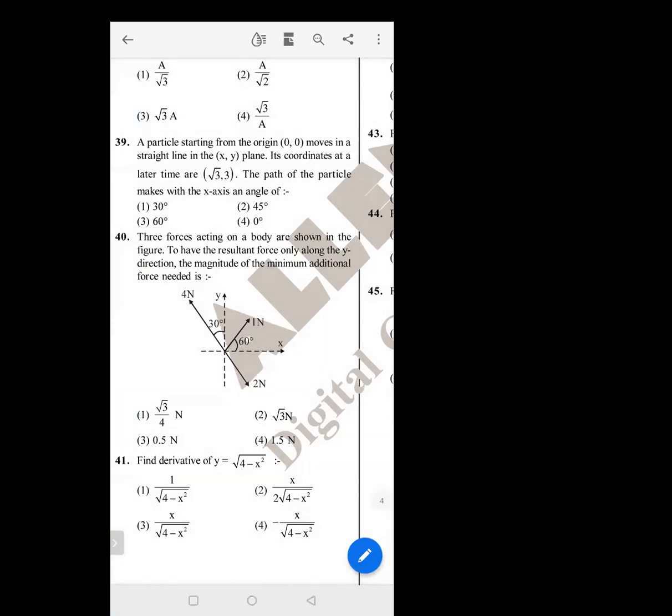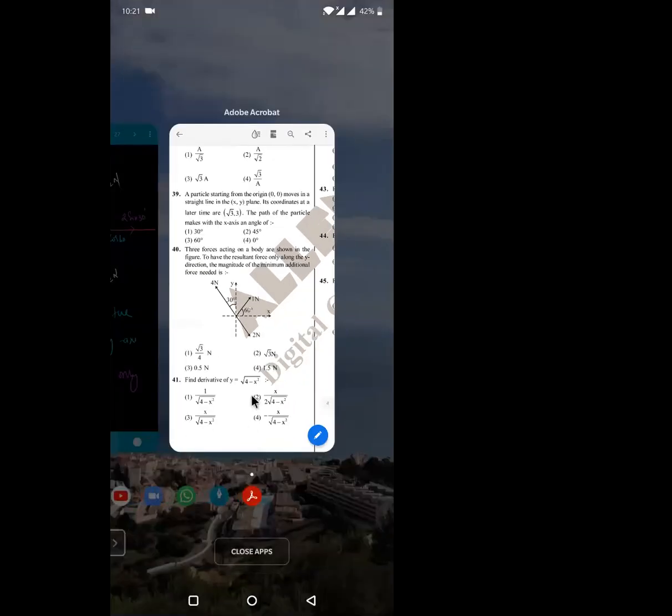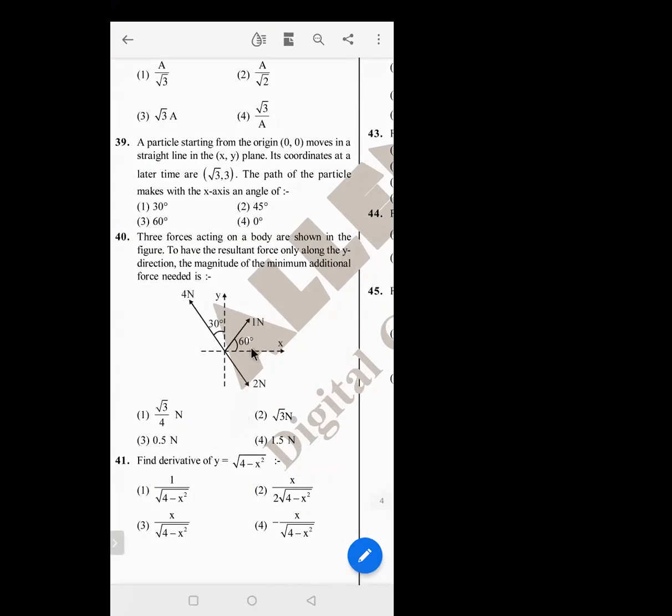Yes, sir. समझ में आया? फिर एक बार बोलो. समझ में आया सर. पक्का? Yes sir. What is telling is we need to have force only along y-axis. X-axis force को 0 करना है.